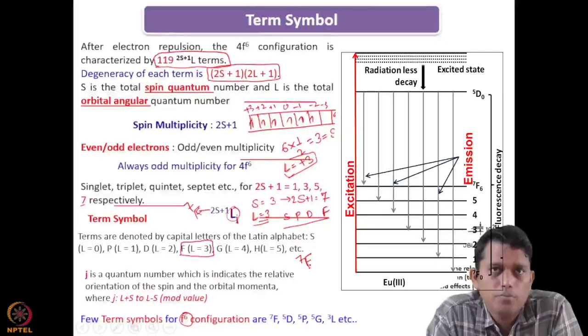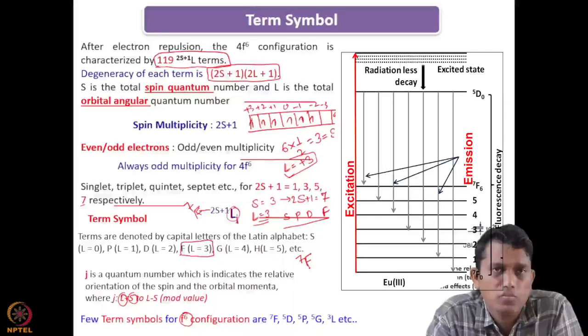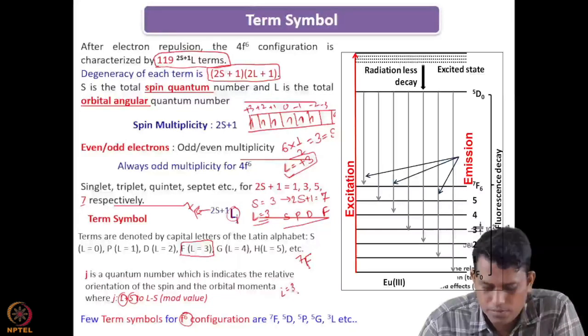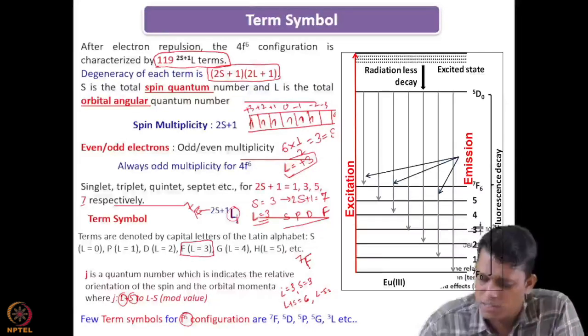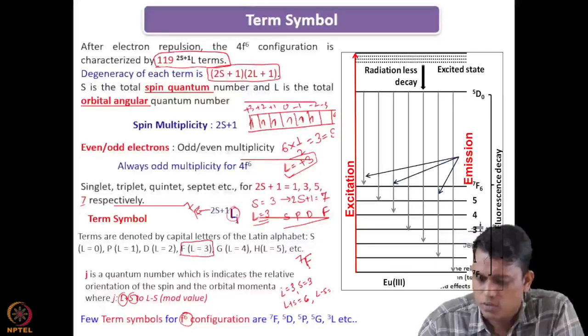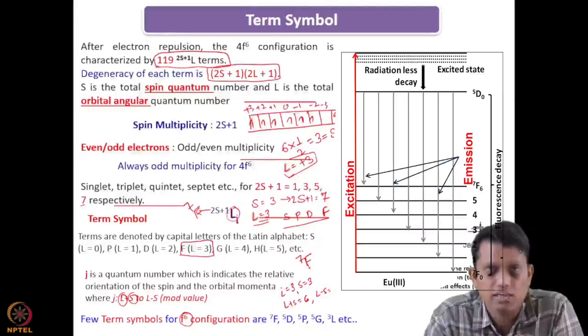What about the J number? As I've shown, it depends on the coupling of spin and the orbital angular momentum, and the values can be from L plus S to L minus S. Since L is equal to 3 and S is equal to 3, your L plus S is 6 and your L minus S is 0. You can start from 6 and go down to 0. Here I have shown the same in the diagram: 7F and then J values 6, 5, 4, 3, 2, 1 and 0. How this ordering comes into the picture, we'll see in the next slide. We have these states, and we'll see how they are arranged.